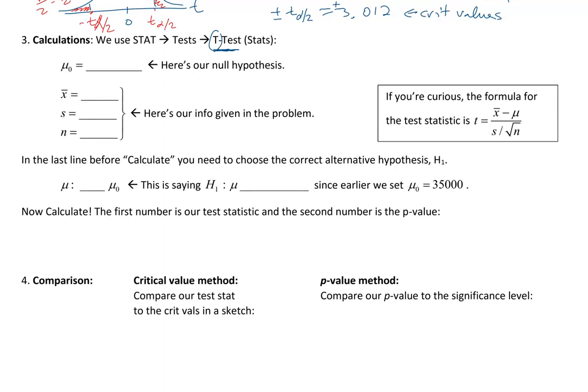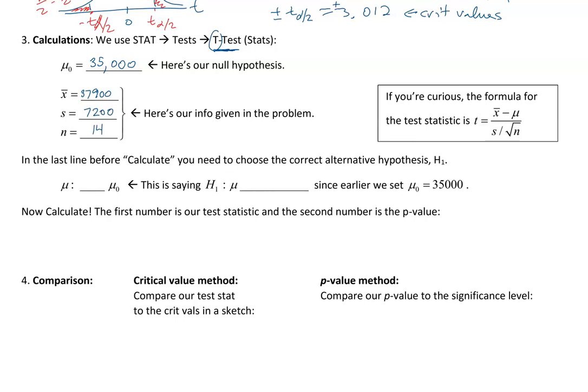So we had our null hypothesis. From the null hypothesis, we had that mu0, the null, is 35,000. Don't need the comma. Our sample mean was 37,900. That is different from 35,000, but is it significantly different? Our standard deviation was 7,200, and our sample size was 14. So we put all that in there.